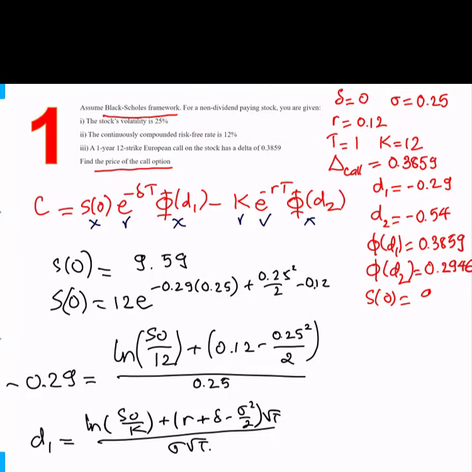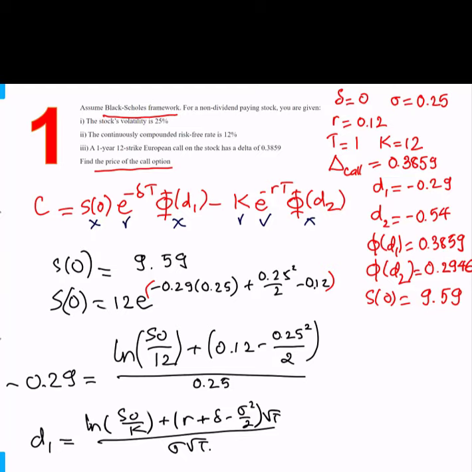So now we got another piece of information: S0 is equal to 9.59. So now we got all we need. This one I'm going to use brackets so that you understand all of these are in the exponent. This is a very easy equation to solve for S0.